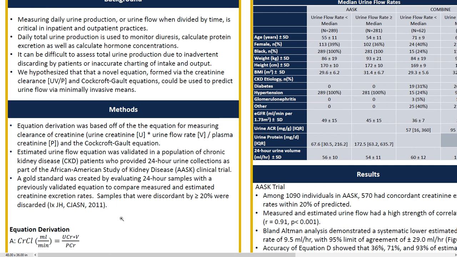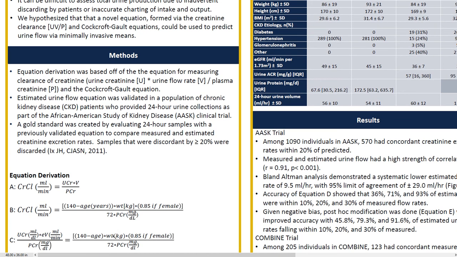To test our equation, we looked at patients in both the ASK and the combined clinical trials that had submitted a 24-hour urine collection as part of inclusion. We then used a previously derived equation that was derived by Ix et al. back in 2011 that looked at estimated and measured creatinine excretion rates. If those samples that were provided by patients as part of inclusion in the clinical trials were discordant by greater than 20%, they were discarded.